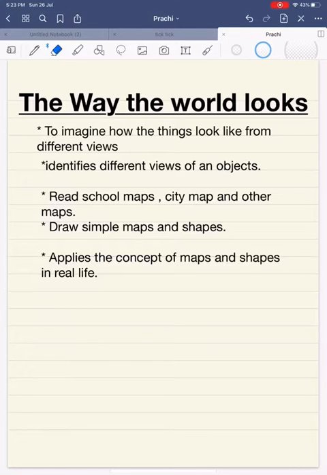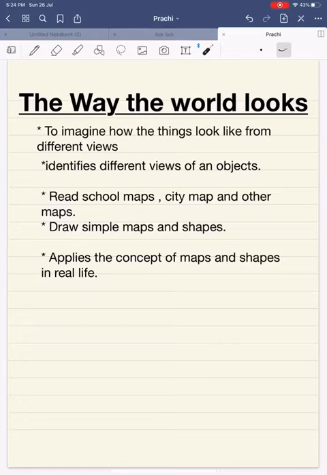First thing which we are going to learn from this chapter is to imagine how things look from different views. Okay? बहुत सारी चीज़ें हैं जिनका लुक बहुत ज़्यादा डिफरेंट होता है अगर हम उसको अलग अलग तरह से देखें. ठीक है, if we look at a bottle from the side it looks different, but if we look at it from the top it looks different. Identifies different views of an object.